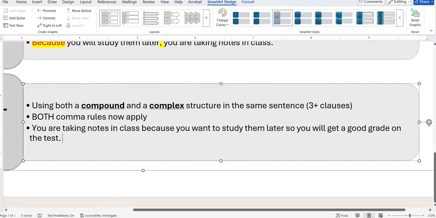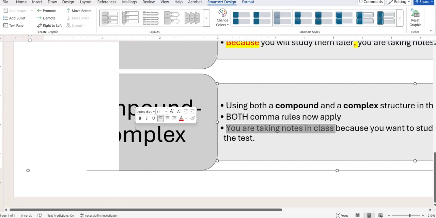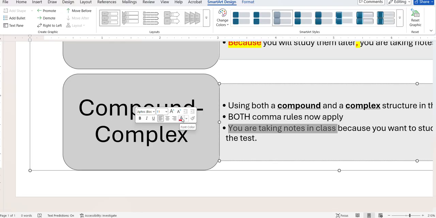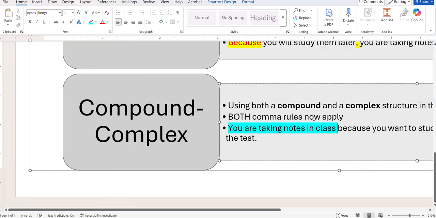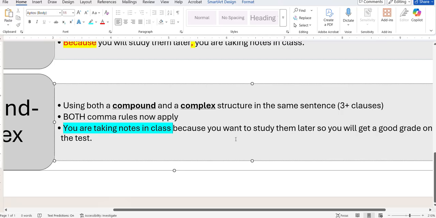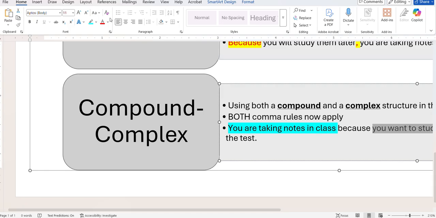Okay, so you are taking notes in class. Put that in, we'll highlight them separately. So you are taking notes in class. That's an independent clause. You want to study them later. That's an independent clause.